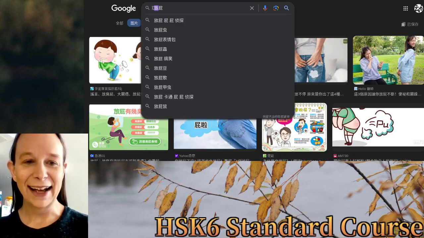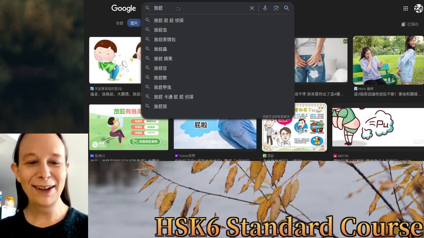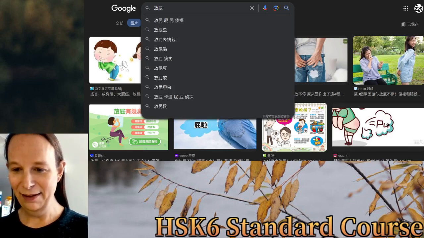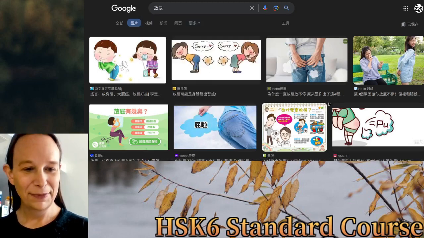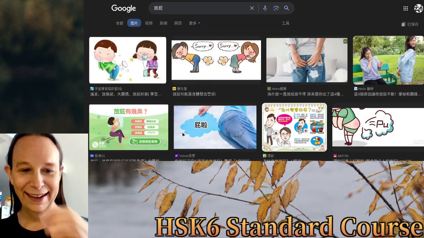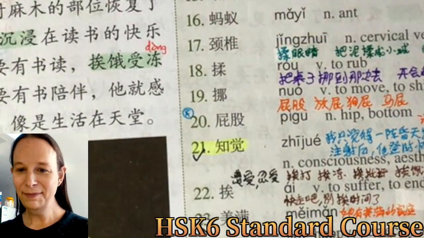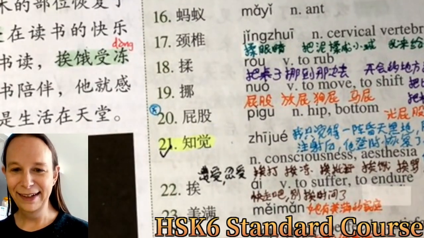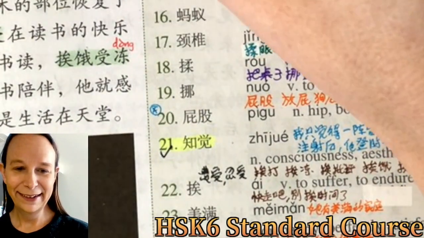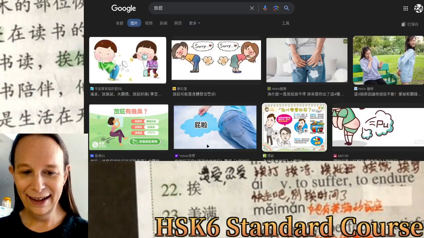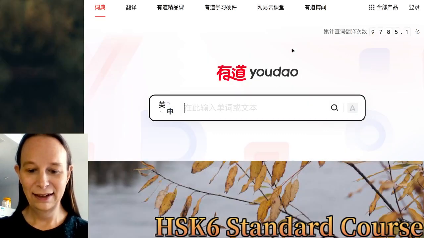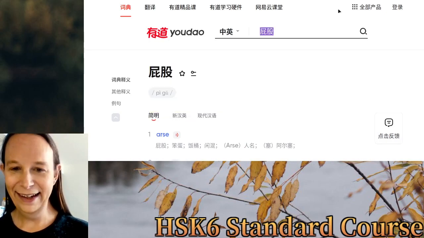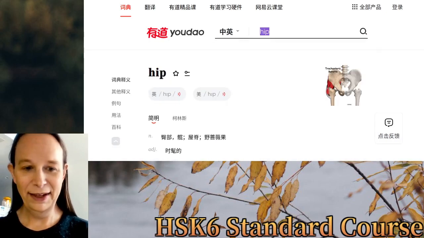放 meaning to relax your bottom, or let go of your bottom. 放屁。放松你的屁股。Okay, 屁股 is your bottom, right? Hip? No, is it your hip? Does it include your hip? Let's have a look. 屁股。Yeah, I don't think it is hip. Hip is something else, right?